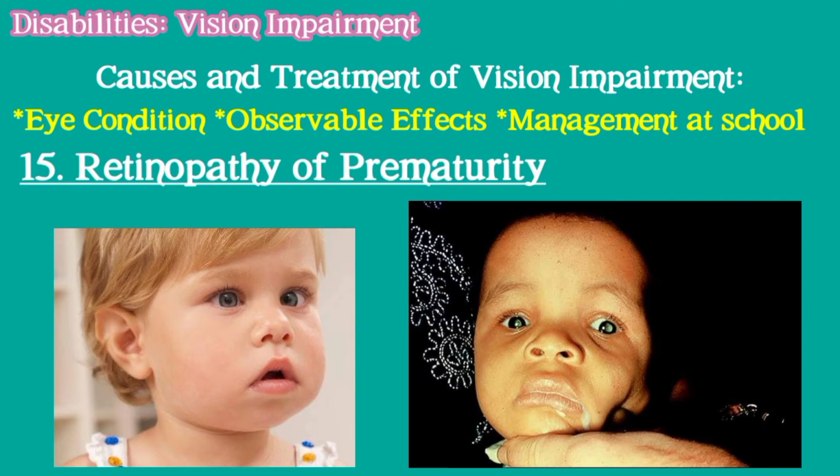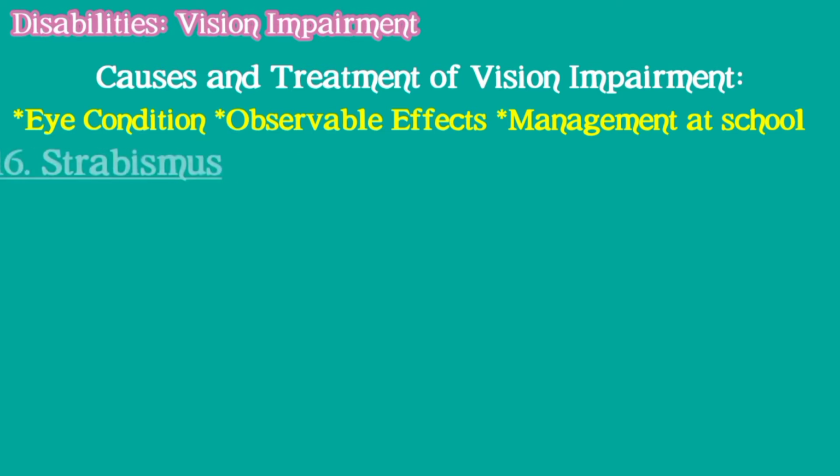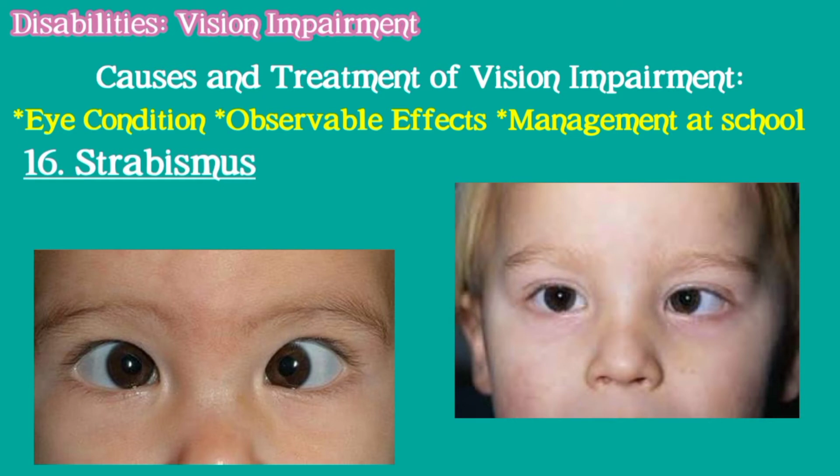So next is retinopathy of prematurity. This is the scarring of the retina in very premature babies. The observable effects are loss of vision or blindness, short-sightedness, and glaucoma. Surgery may help. So the management at school is use large print materials, encourage use of remaining vision, assist with mobility in unfamiliar places.